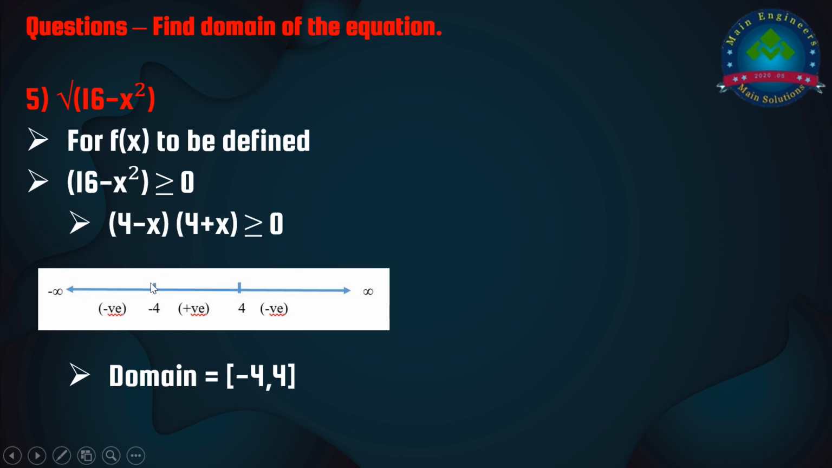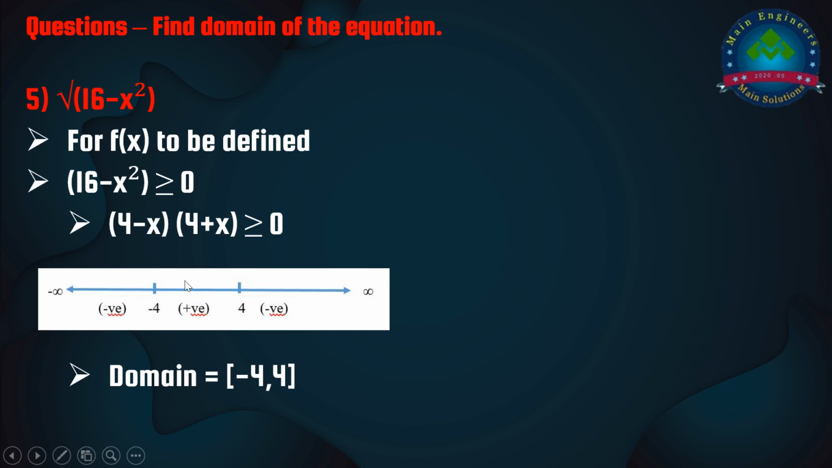Again, we are going to put values from each region. First of all, let's put a value from the region below minus 4. Let's put minus 5. So 4 minus minus 5 is plus 9, and 4 plus minus 5 is equal to minus 1. So minus 9 is not going to be greater or equals to 0. That means for this region we get negative values, which is invalid for our equation.